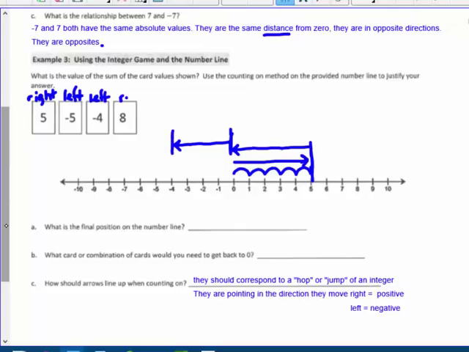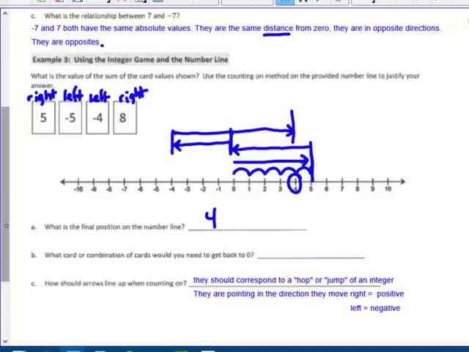And then I'm going to go right +8. So I'm going to go from that line at -4. 1, 2, 3, 4, 5, 6, 7, 8. And I end up on, what is the final position on the number line? I'm at 4 here.